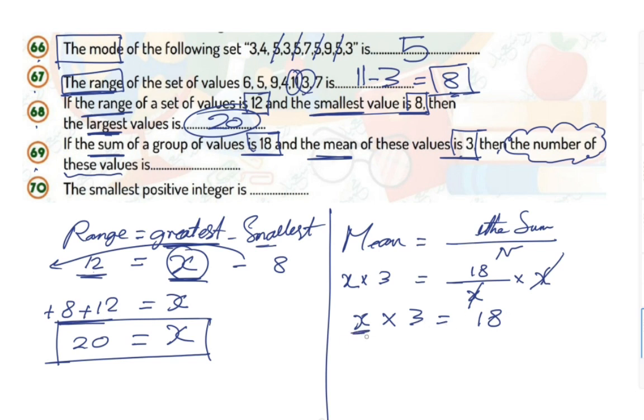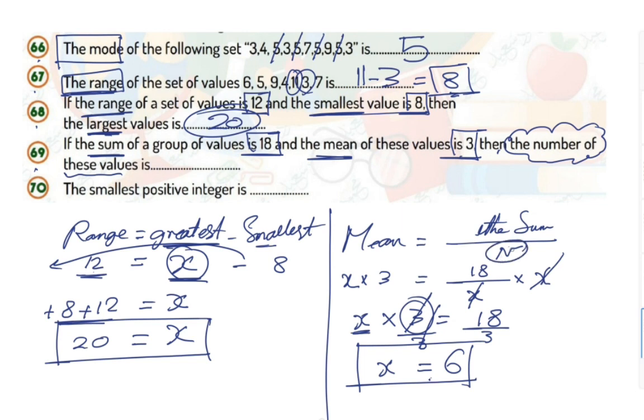I just need x. What do you do with this? We have multiplication, so I will divide both sides by 3. 3 over 3 equals 1. 1 times x equals x. 18 over 3 equals what? Equals 6. Why? 6 times 3 equals 18. So the value of x equals 6. What is x? That's the number of the values. 6. That means that you have 6 values.